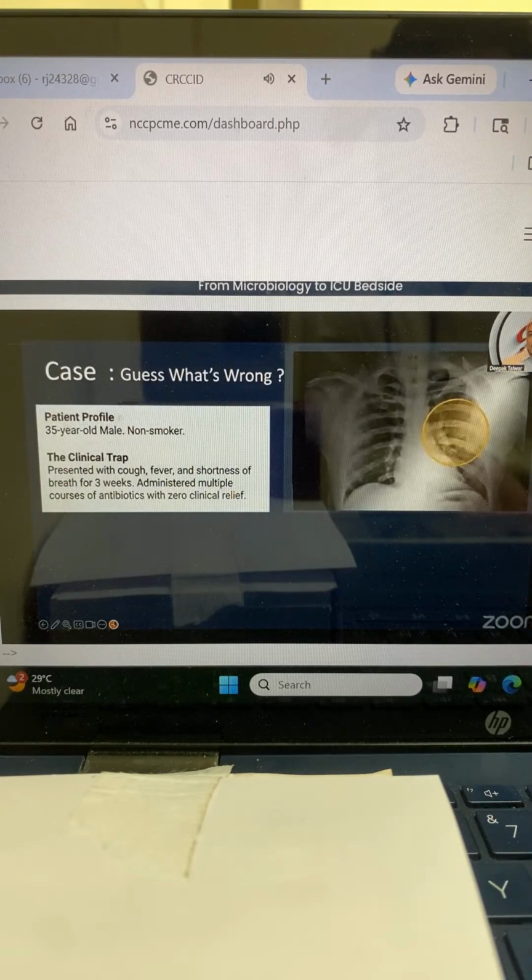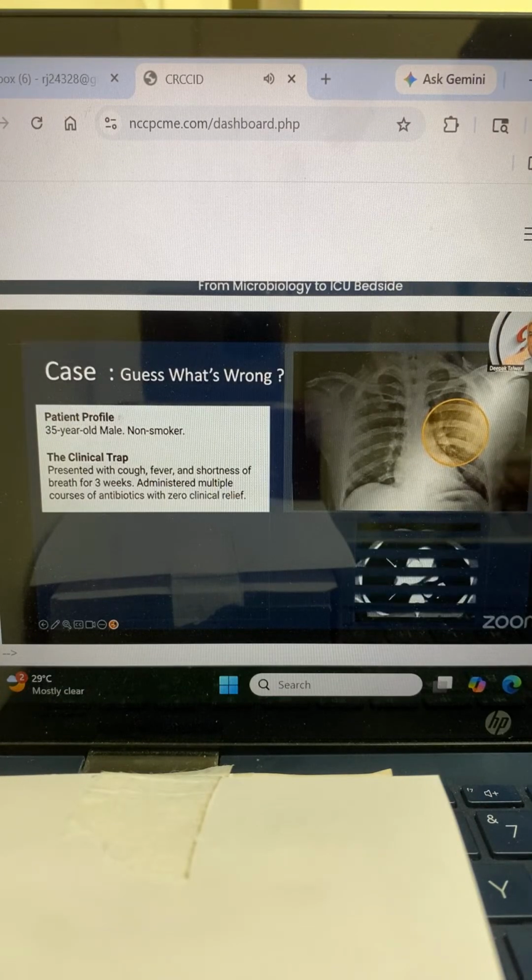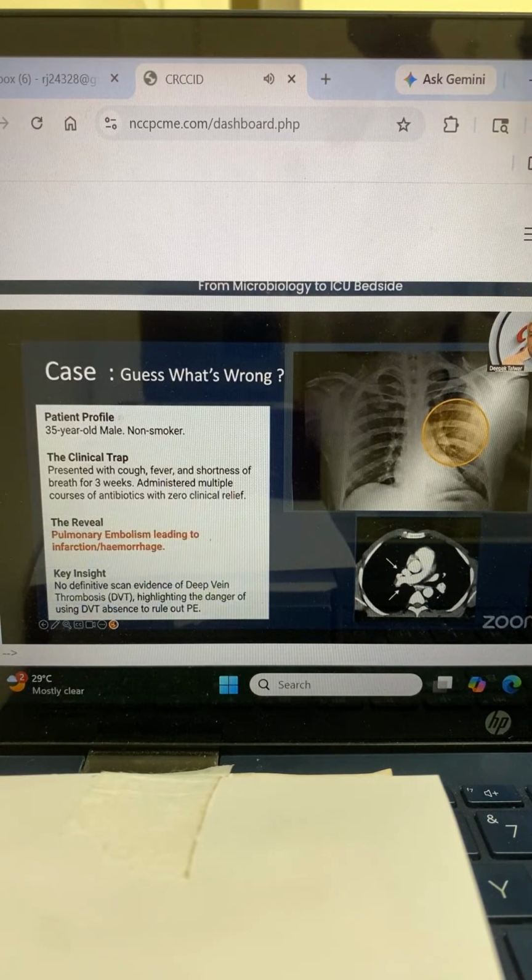Moving on to the second case, a 35-year-old male and a non-smoker. It's a clinical trap because the patient has cough, fever and shortness of breath of 3 weeks. It all looks like this patient has some kind of infection in the lungs. He has obviously been receiving multiple antibiotics with no clinical relief. There was a doubtful shadow on the left side, not very clear on a chest x-ray at all, but CTPA clearly showed bilateral pulmonary embolism.